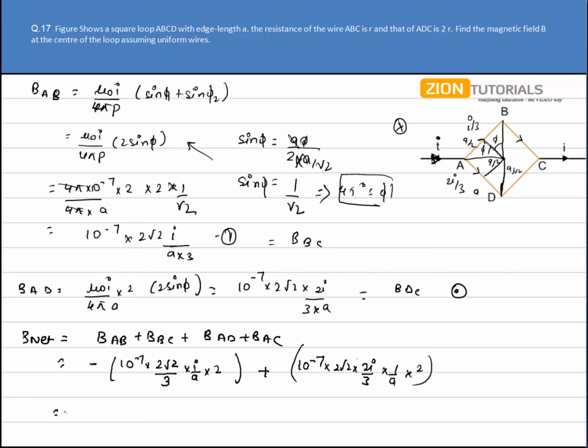So on solving this equation I get the value as mu naught 4 root 2 by 3 I by a, and that is negative. So this is my answer. The negative sign shows that the net magnetic field is inside.